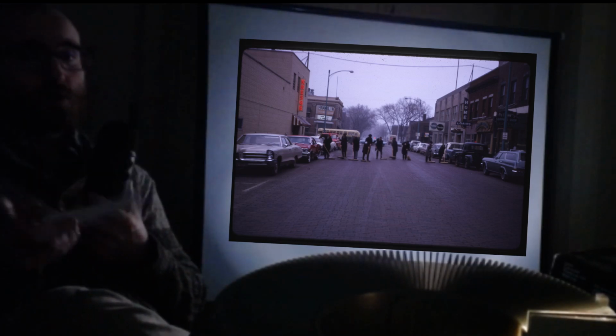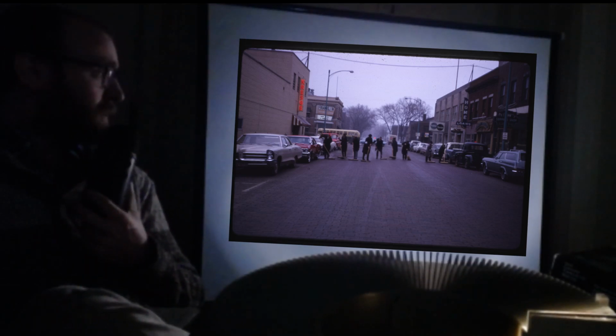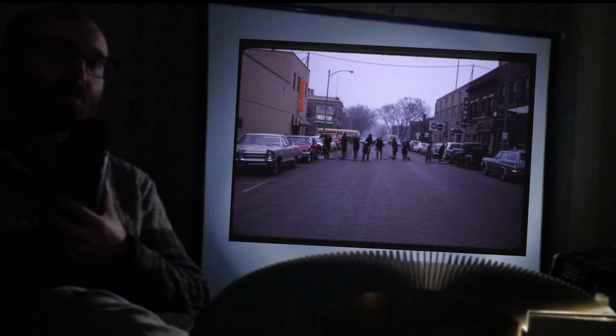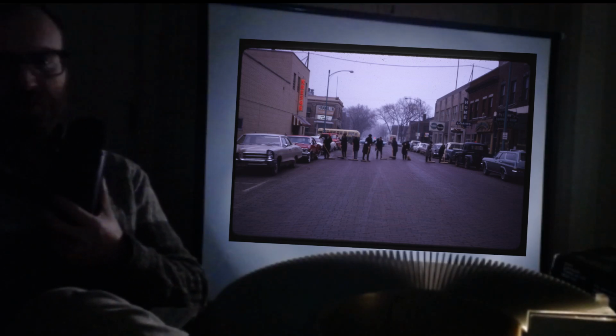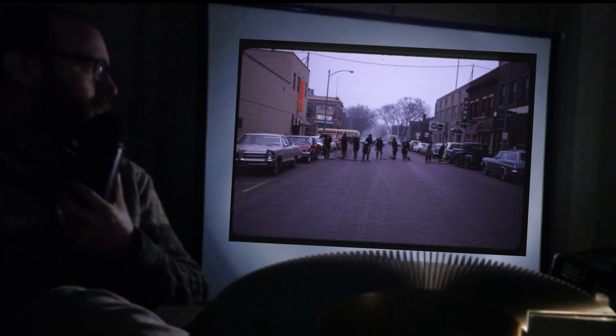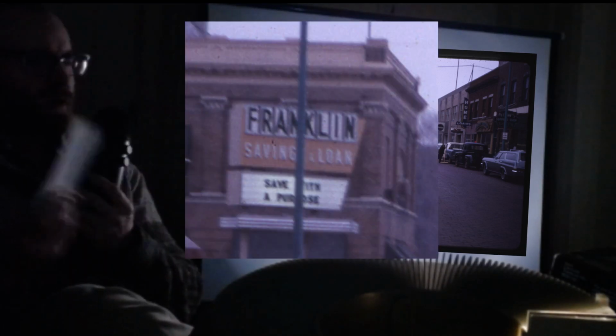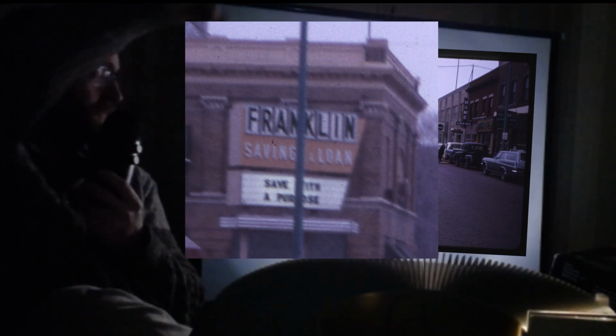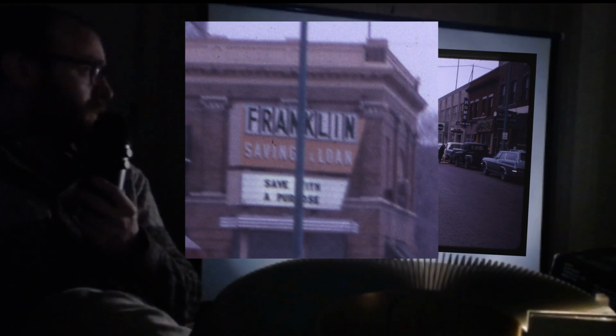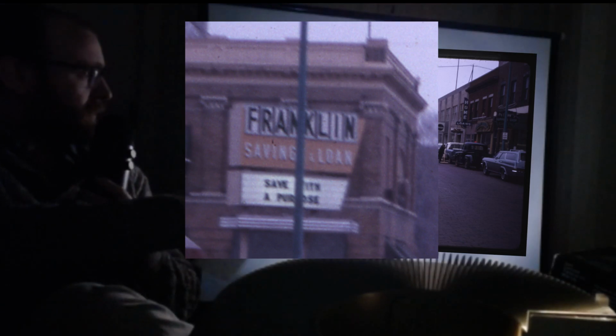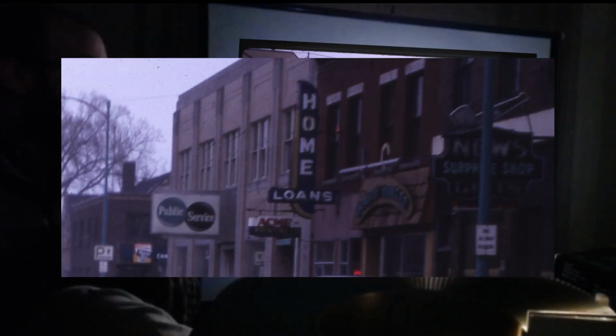Now, of course, if you are familiar with this area, you might have immediately locked on to some of the signs and the companies there, or the buildings, I guess. But there's a couple here. There's Kresge's. That's the orange sign on the wall to the left. There's the Franklin Savings and Loan across the intersection there. And then there's Wisconsin Public Service. There's Home Loans. There's a few companies. Now, if you're familiar with Kresge's, it's kind of a giveaway.